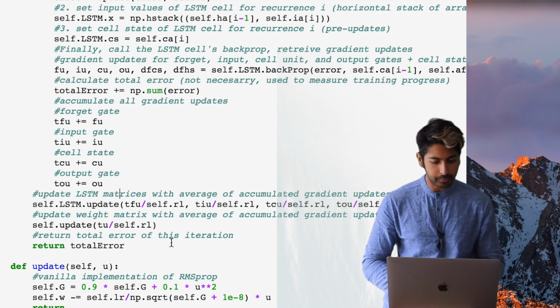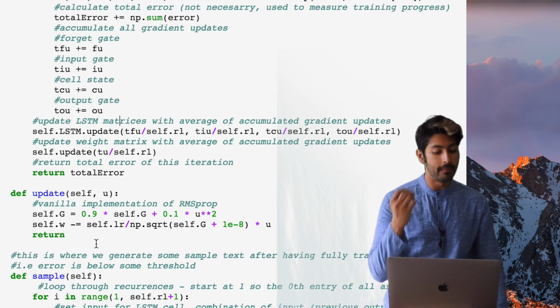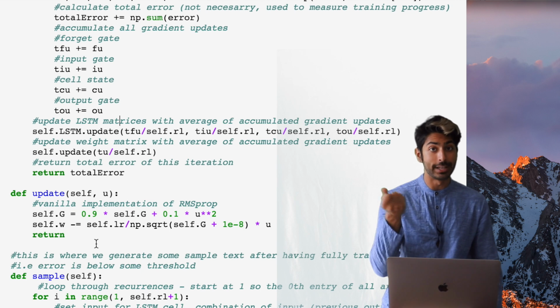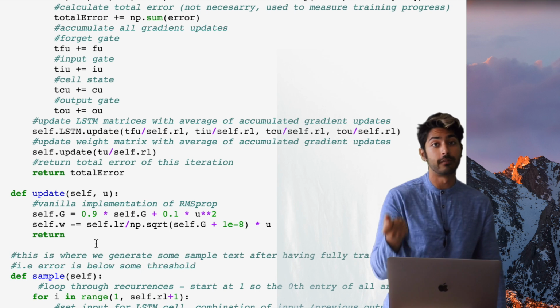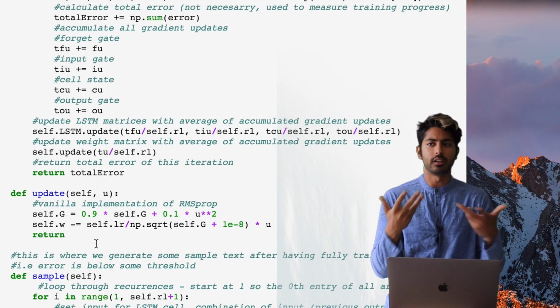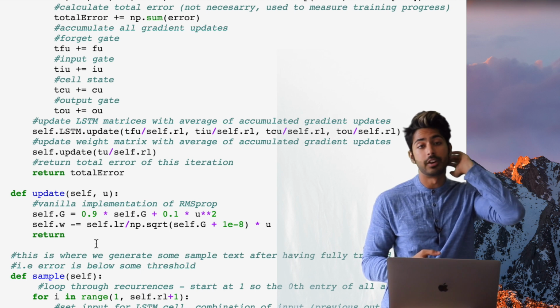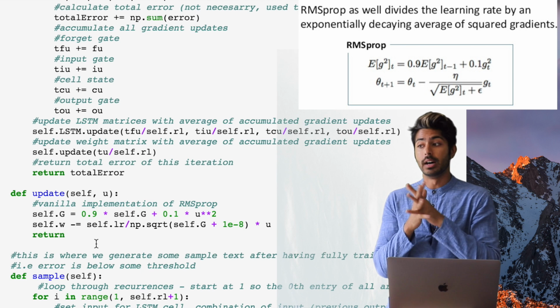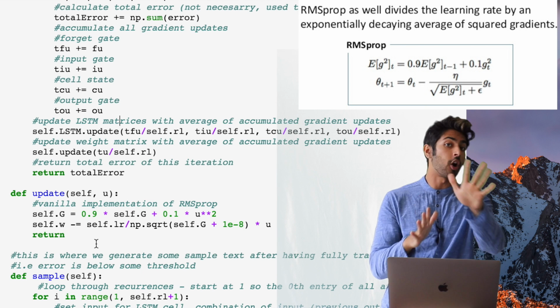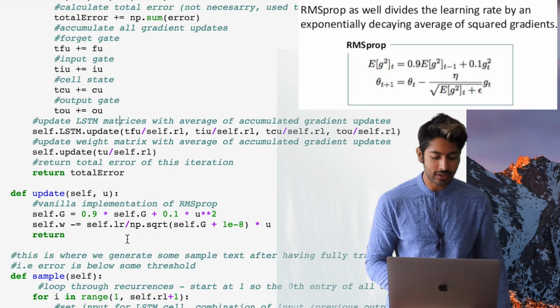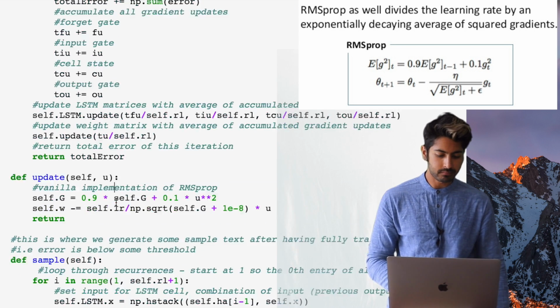Notice this update step. What this update step is, is RMSprop. It's a way of decaying our learning rate over time, and this improves convergence. There's a lot of different methodologies for improving on gradient descent. There's Adam, there's RMSprop, there's Adagrad. There's a bunch of these, and RMSprop is one of them. But here's the formula. I'll just put it up there. Okay, so that's what this is.